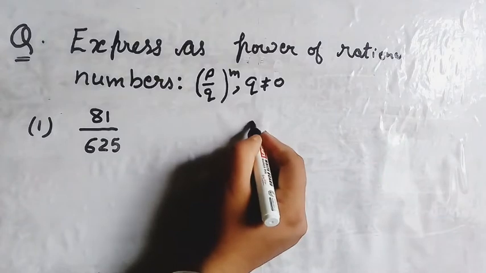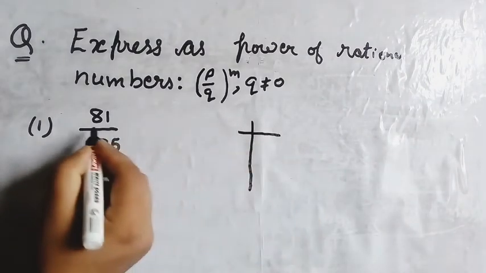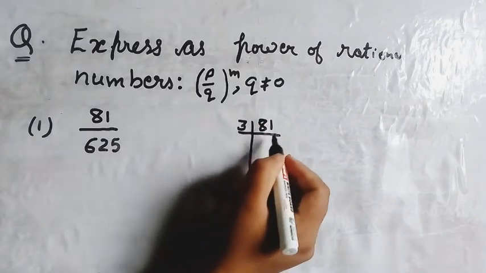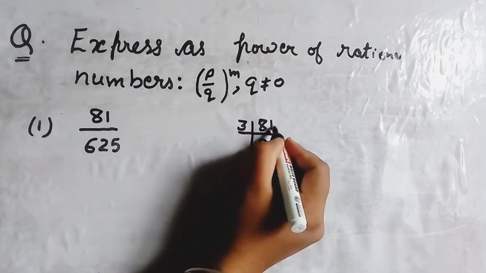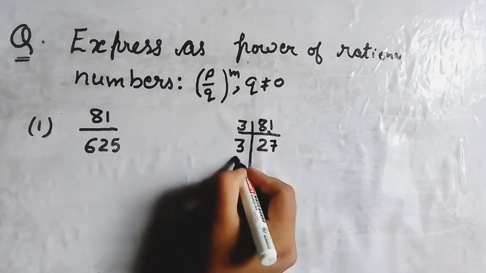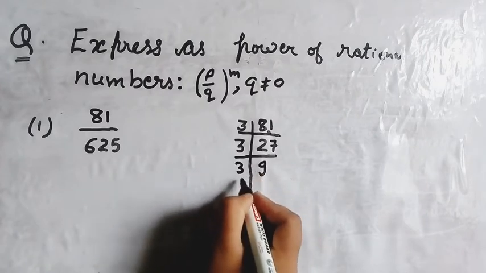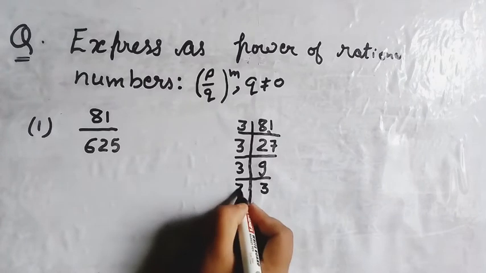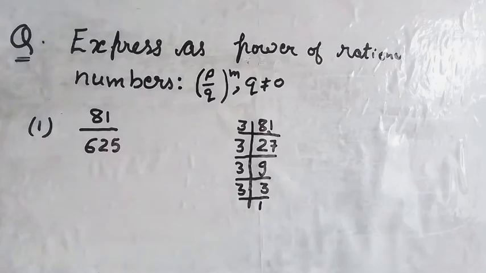How do we have to express it? Let us see. First of all, factorize the numerator and denominator both. So the numerator is 81. By 3, 27s are 81, by 3, 9s are 27, by 3 again, 3s are 9, and by 3 again, 3 ones are 3.